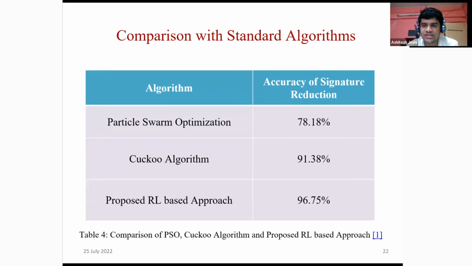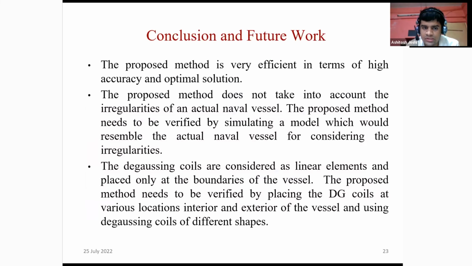So this is the comparison with the standard algorithms. I have presented two algorithms, particle swarm optimization and the Cuckoo algorithm. If we see, compared to both these algorithms, the accuracy of our proposed method is very high. So this is the conclusion and future work. This method is very efficient in terms of accuracy as well as optimal solution.